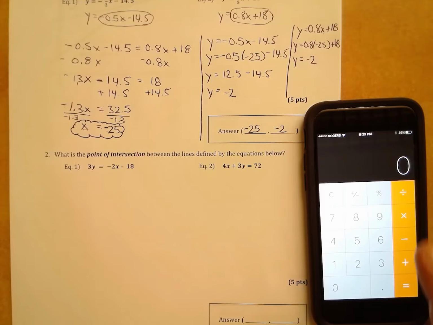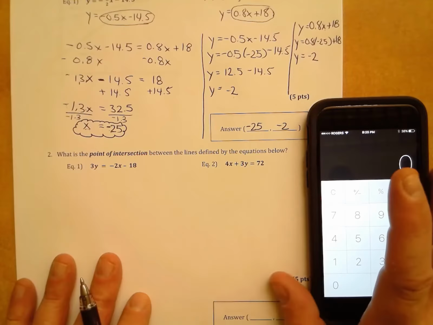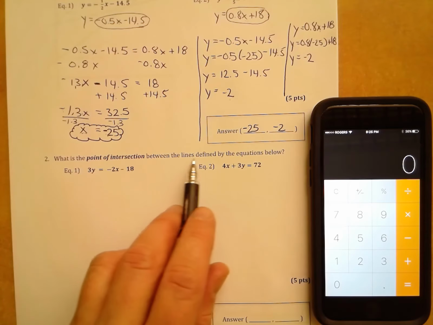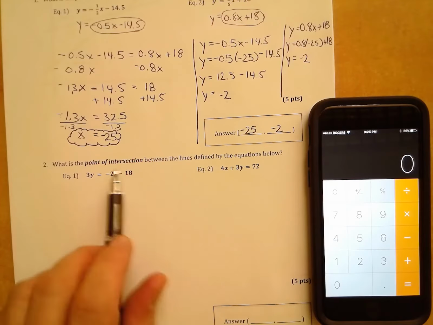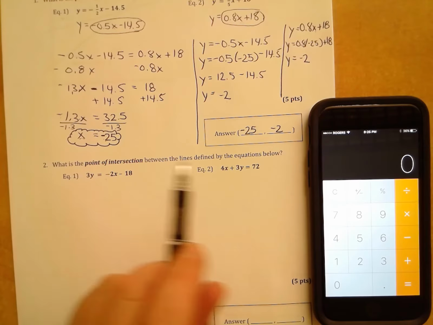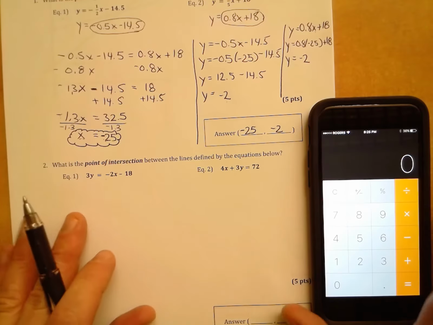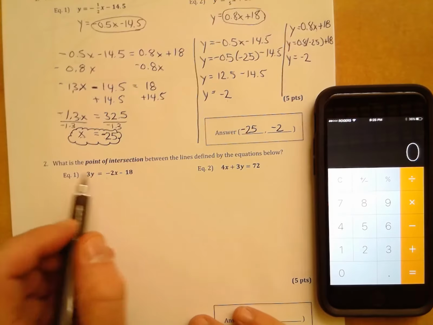Systems of equations pretest. This is question number 2, and we're looking here for what is the point of intersection between the lines defined by the equations below. So just like in the question previous, we've got two equations. The difference, of course, this time is that the y's are not isolated. And so first step is we have to go ahead and isolate those y's.